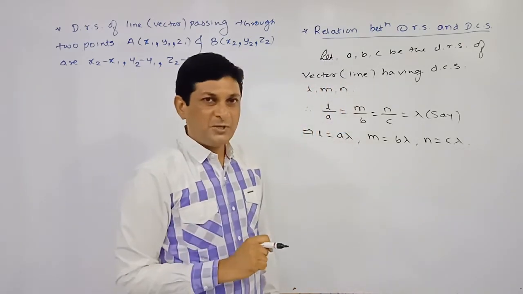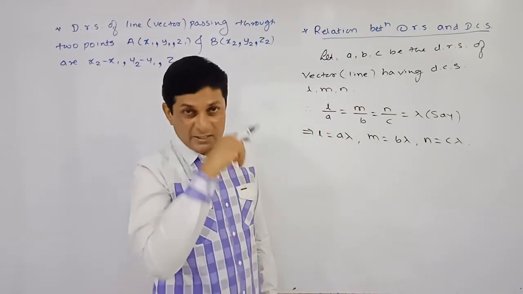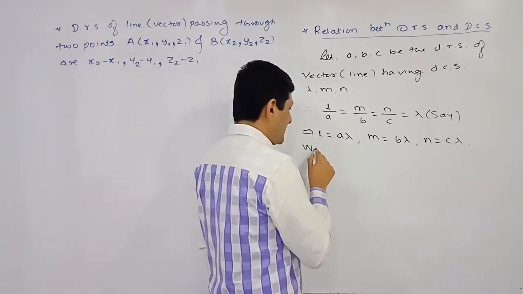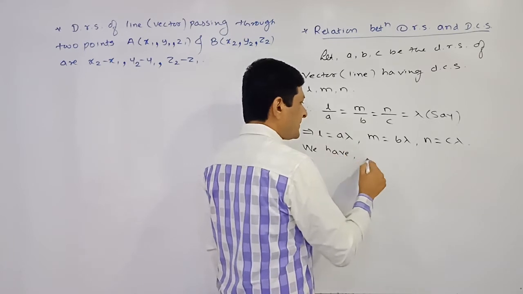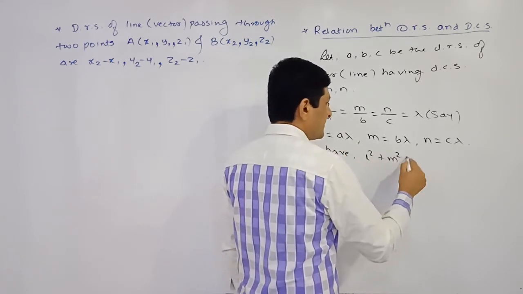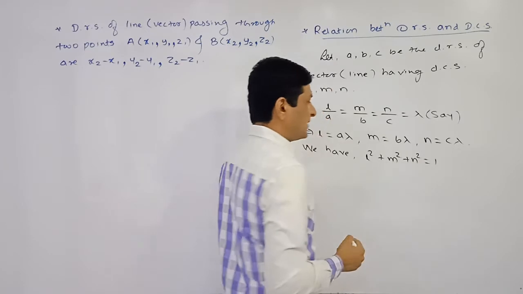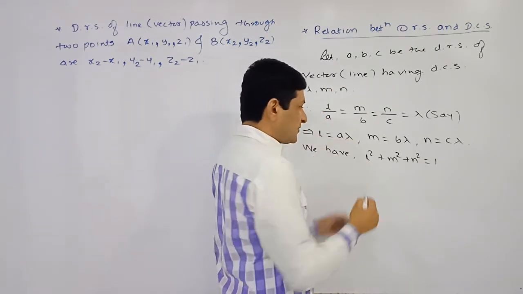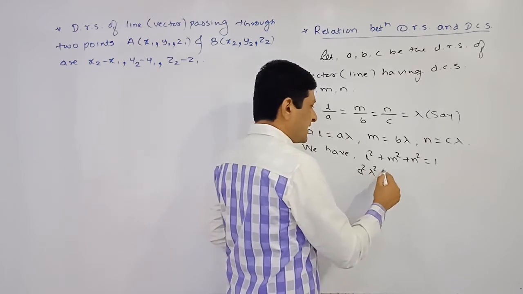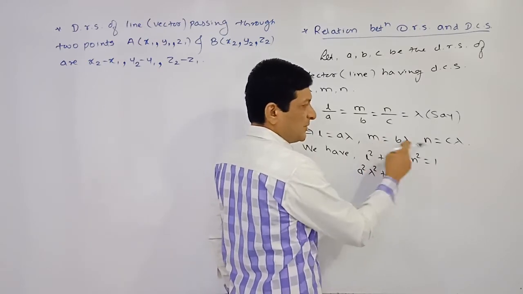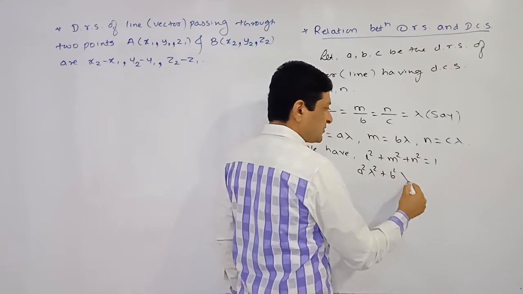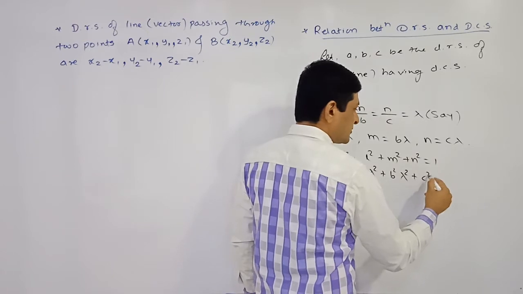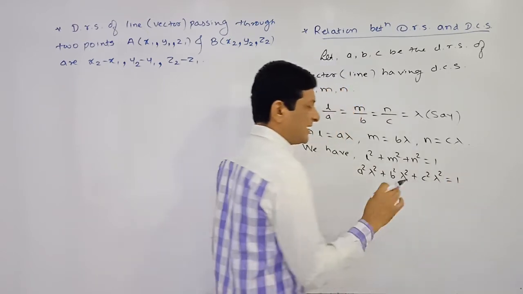Now, in the last video, we have seen that direction cosines satisfy which condition? The sum of their squares will be equal to 1. So we have one important condition that L square plus M square plus N square is equal to 1. Now we are replacing this L by A lambda. So L square will be equal to A square lambda square. In the same way, M is B lambda, so M square will be equal to B square lambda square. And N is equal to C lambda, so N square will be equal to C square lambda square. On this side, 1 keep it as it is.